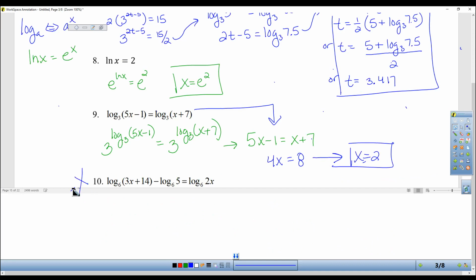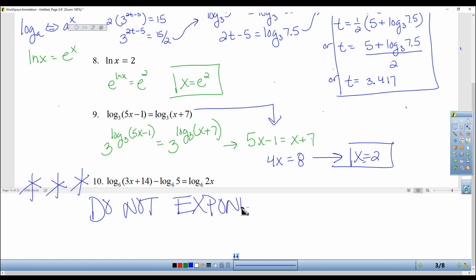All right, number 10 is the most important problem of the day. Do not exponentiate individual terms. I cannot stress this enough. And as much as I said this, somebody is still going to do it. It's going to be very sad.